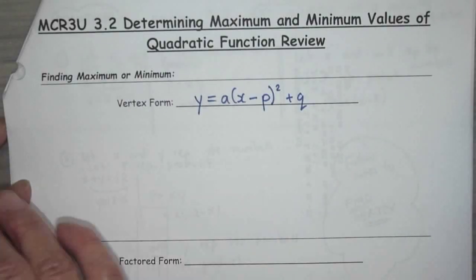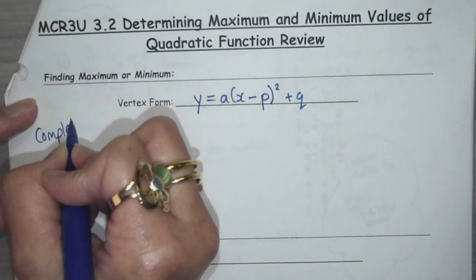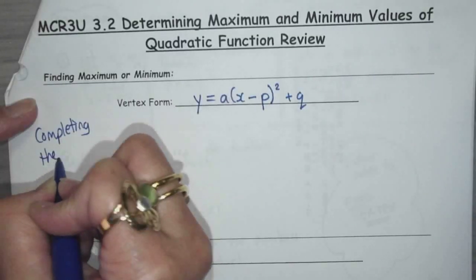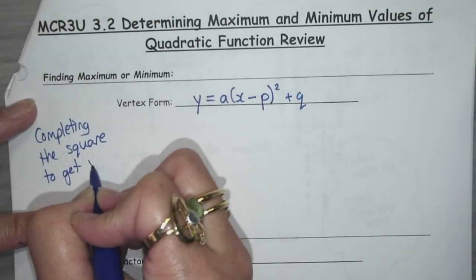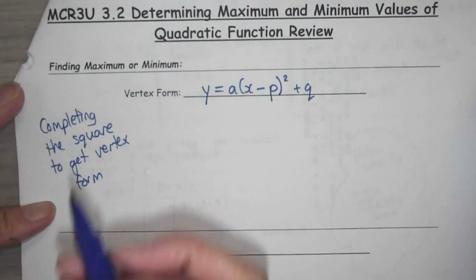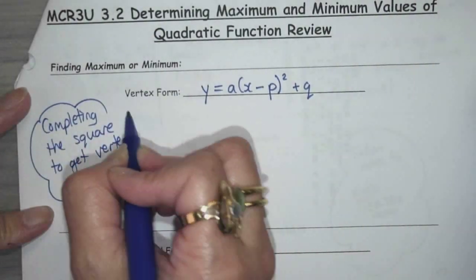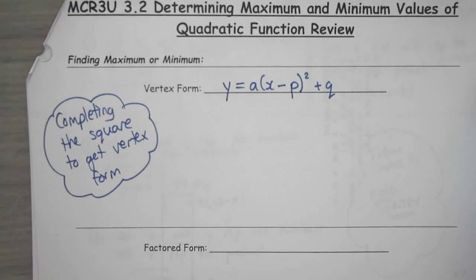We would complete the square. So you could complete the square to get vertex form, right? If you completed the square, you can get this beautiful vertex form. So we know that's called vertex form. So you can complete the square to get vertex form.